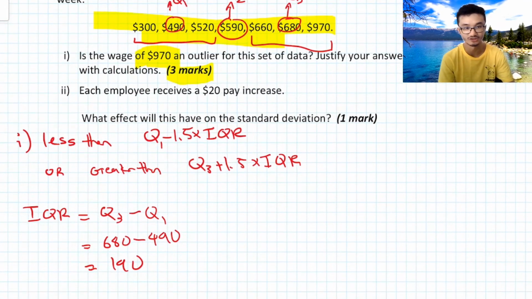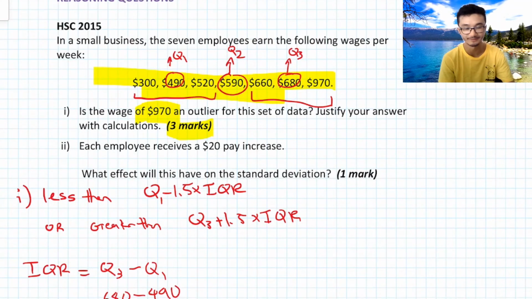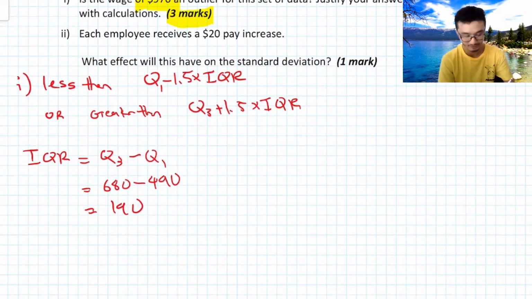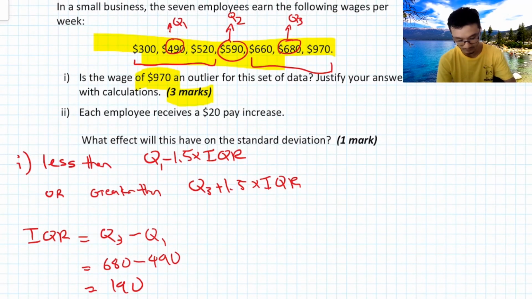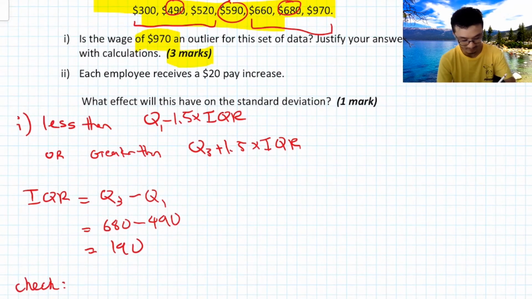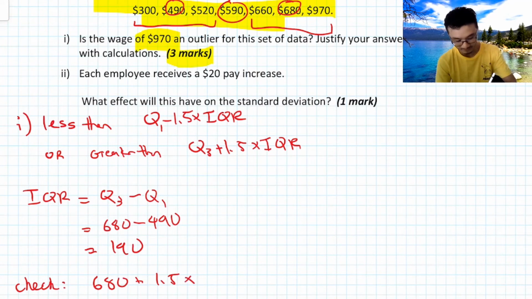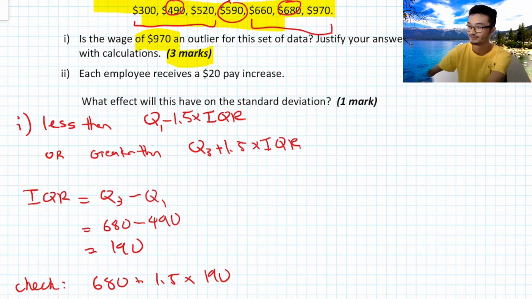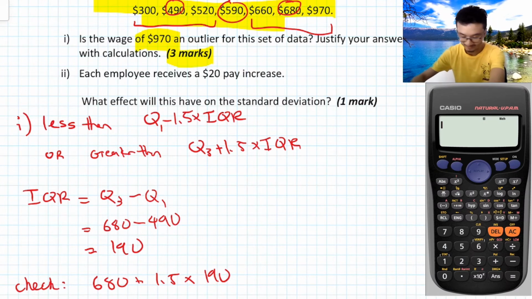Now I need to check the conditions. Q1 and Q3 were 490 and 680. So check Q3 plus 1.5 times IQR. That'd be 680 plus 1.5 times 190. I do want to bring up my calculator just to check this one, because I always make mistakes when I do stuff mentally. 680 plus 1.5 times 190, so 965.